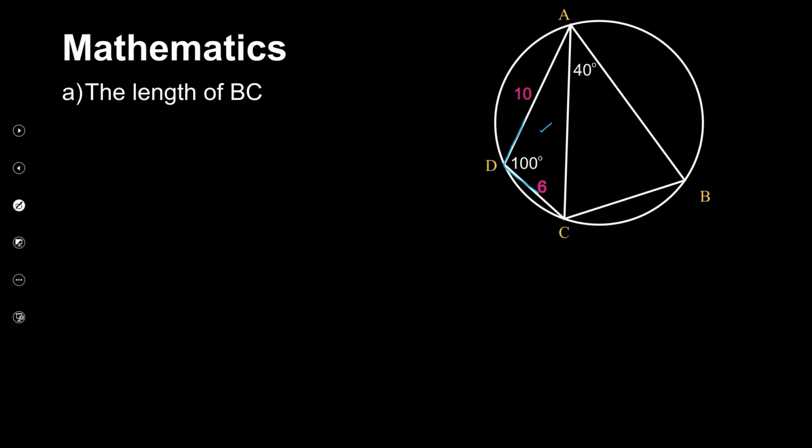But we are being asked to find something in this triangle. We want to find the value of BC. But in this triangle, we have only 1 bit of information. We've only got this 40 degrees, which means somehow we need to find 2 other bits of information. So clearly we can see if we find AC, we've got 1 more piece to this puzzle of this triangle here. But clearly we need to find something else besides it.